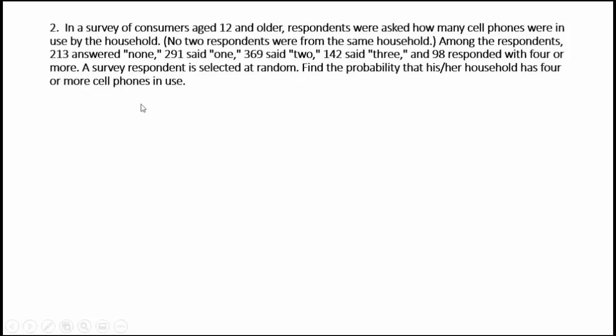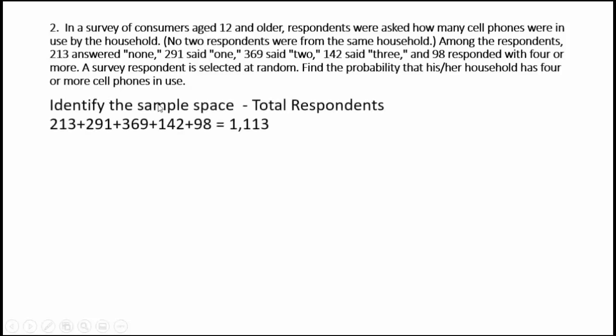This is very much similar to the first problem. The only trouble is we need to add some numbers to get that total sample space. So we identify the sample space, which is going to be the total respondents. To get that, we need to add up all those numbers you see there: 213, 291, 369, 142, and 98. We do all that, and we get 1,113.